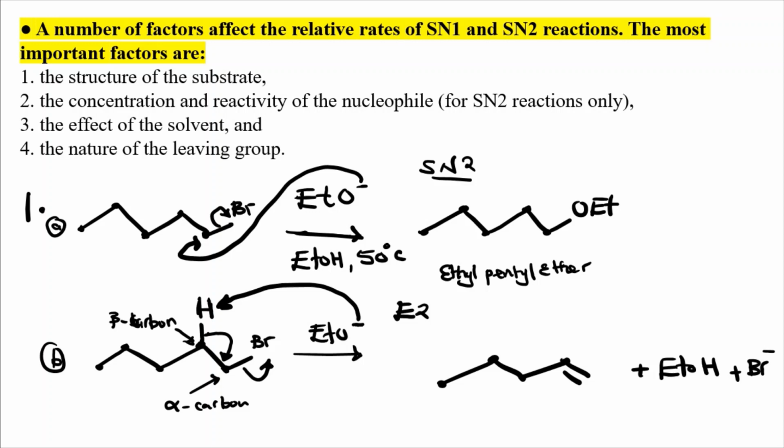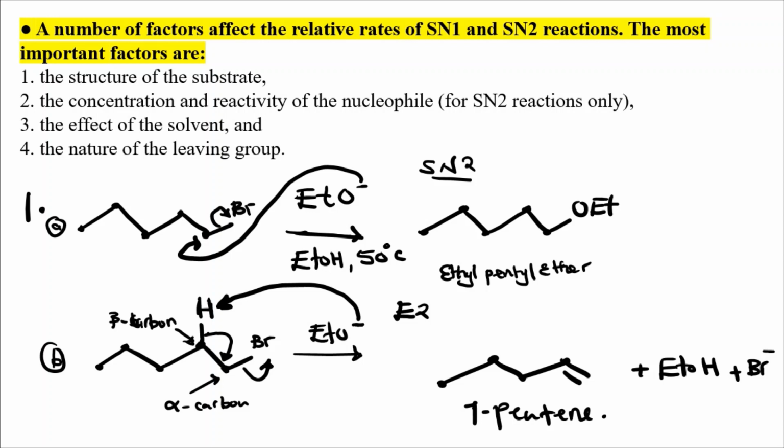So there are 2 mechanisms that can happen for the first compound there. The first one is ethyl pentyl ether, which was formed by an SN2 reaction. And the other one is this 1, 2, 3, 4, 5. So this is 1-pentene, which is formed by an E2 reaction.